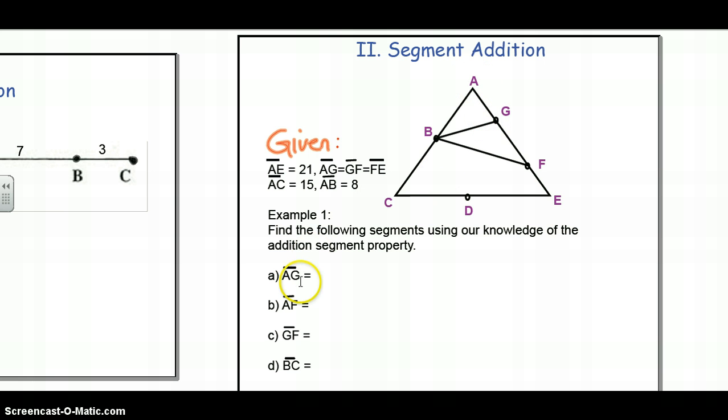AG is 7. AF is 14 because you do 7 plus 7. GF is 7. And then for BC, since we know AC is 15 and AB is 8, we would just subtract 8 from 15, which means BC is 7.